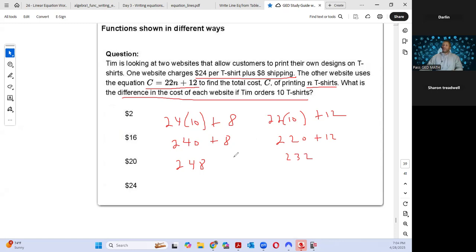But what do they want to know? They want to know the difference. So it's 248 minus 232. Which is what? I don't have my calculator, but that's all right. It's 16. Perfect. So that's the last one we're gonna do for the night.